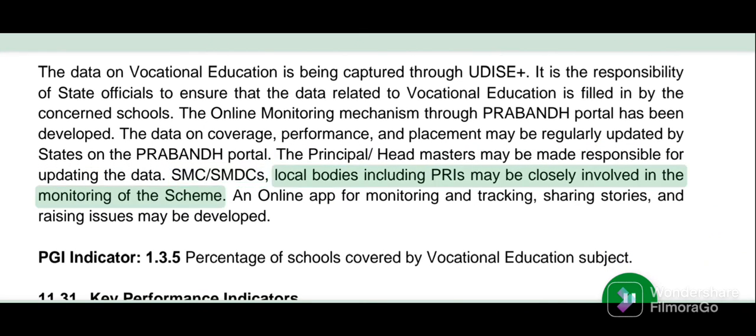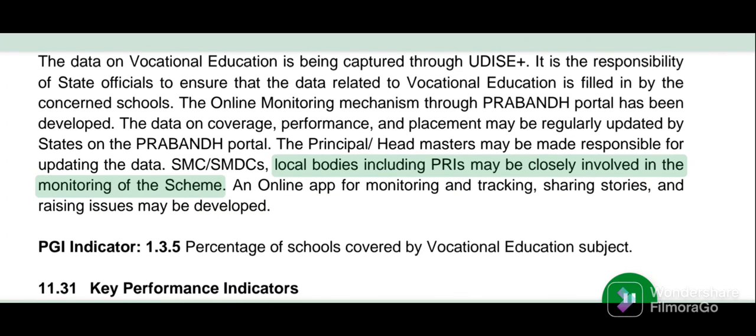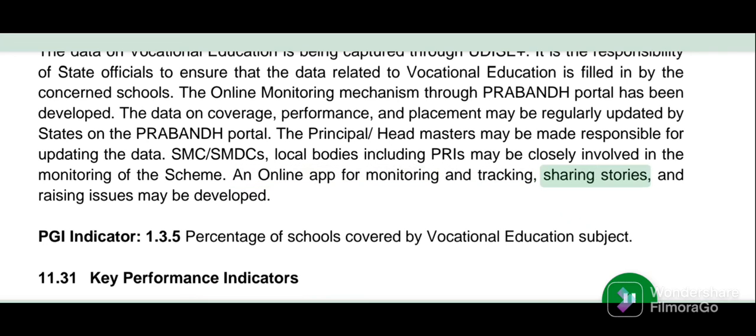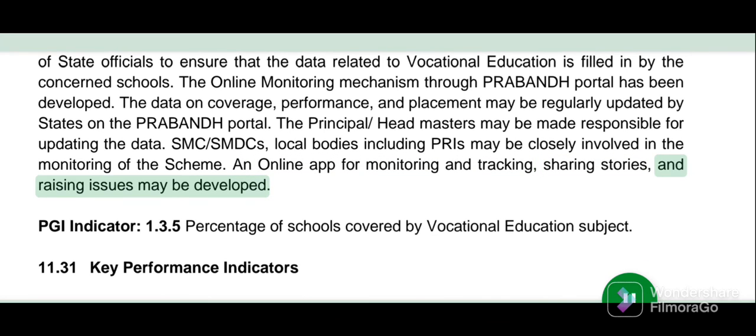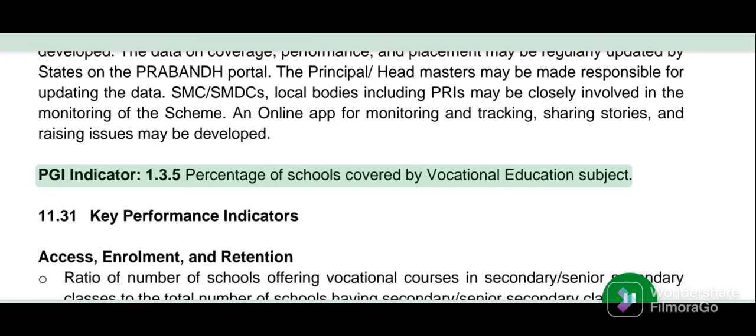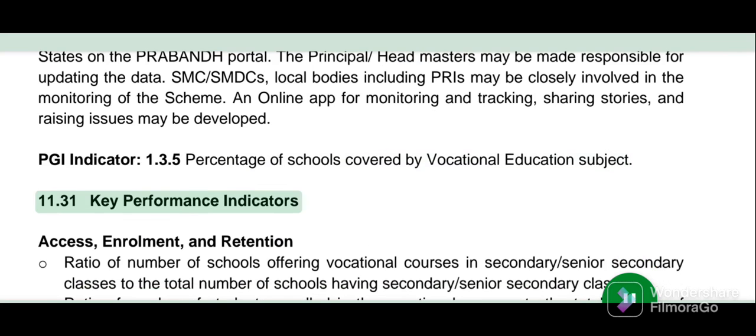SMCs, SMDCs, and local bodies including PRI may be closely involved in the monitoring of the scheme. An online app for monitoring and tracking, sharing stories, and raising issues may be developed. PGI indicator 1.3: percentage of schools covered by vocational education subject.